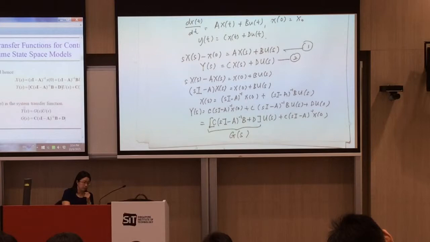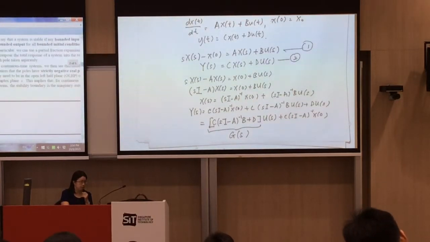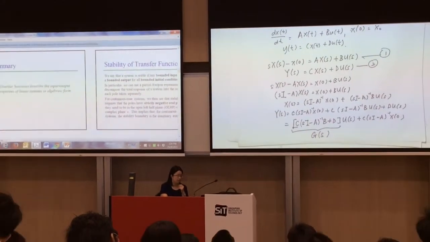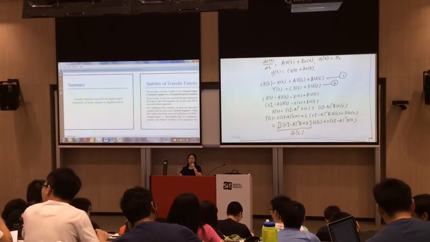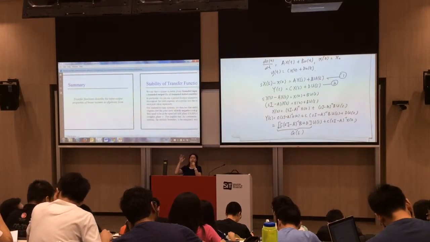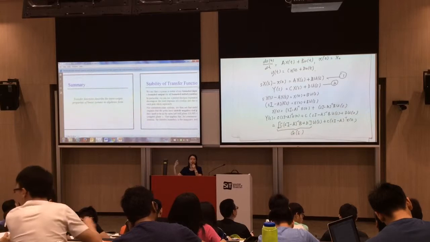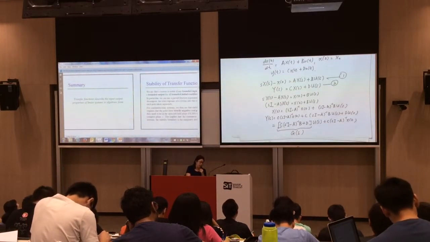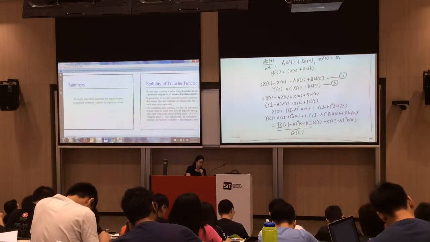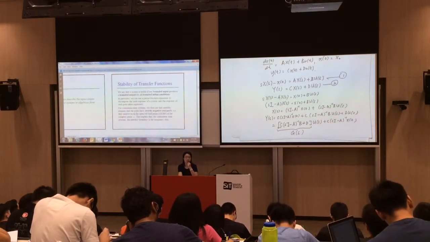Very basic. Let's move on. In summary, transfer functions describe the input-output properties in algebraic form, meaning polynomials. And we are concerned about stability of the transfer function. So how do you know if a transfer function is stable?